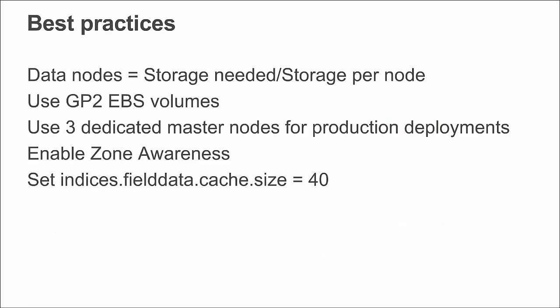So I'll recap this section by giving a couple of best practices. You can start figuring out the number of instances that you'll need by looking at the total storage you need and dividing by the storage you need on each node. You can use GP2 EBS volumes, but we also see that the magnetic volumes are not really as good, so we do recommend the GP2 volumes. Use dedicated masters for production deployments. Turn on zone awareness, and there's an advanced setting that we haven't covered, indices field data cache size. I won't cover that now, but that's in the console, and you should set it to 40%.